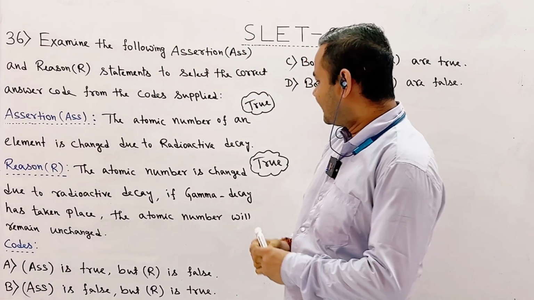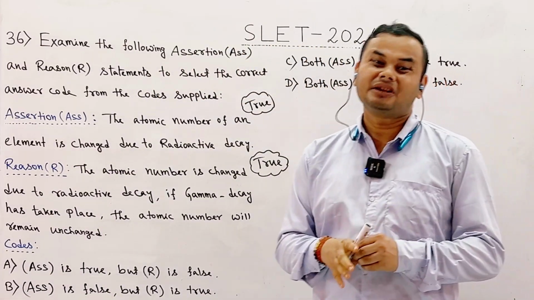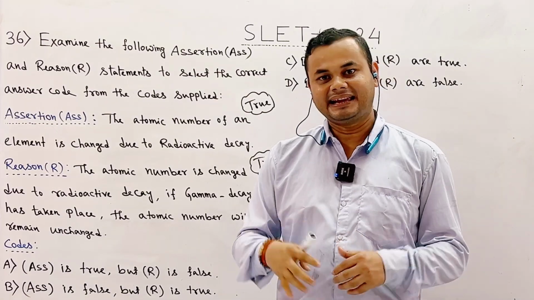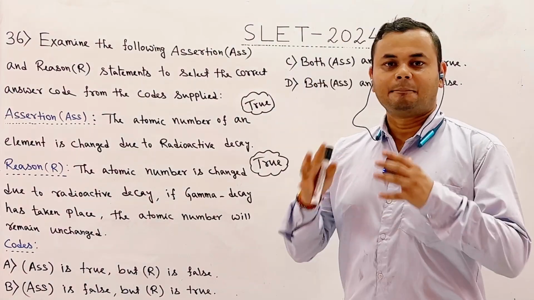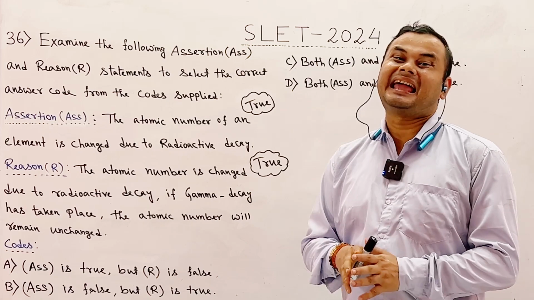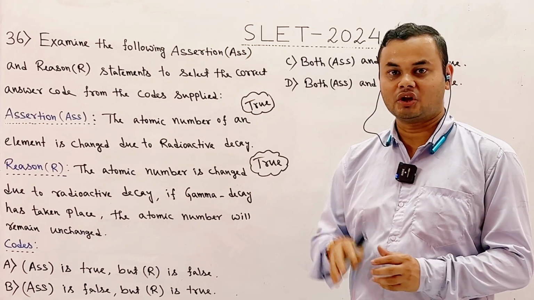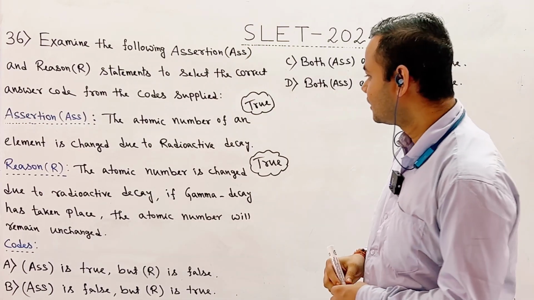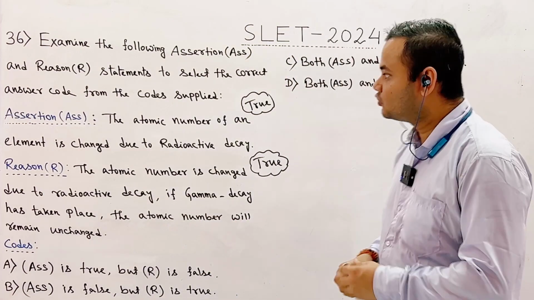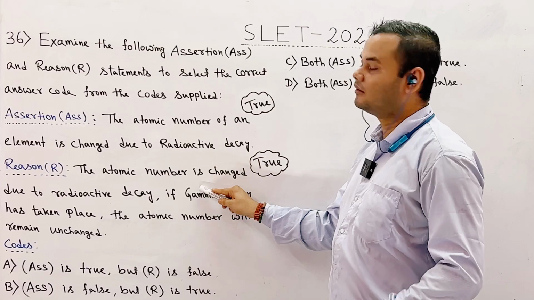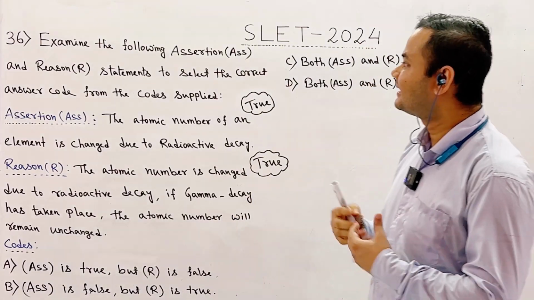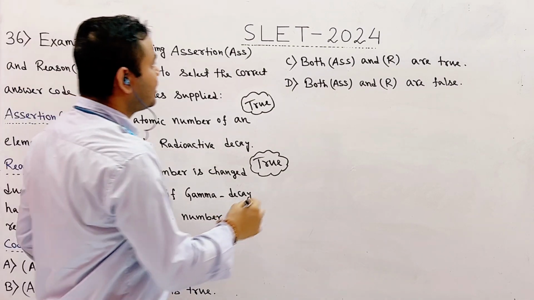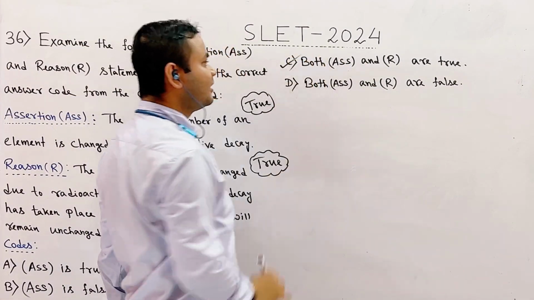Students, the atomic number changes due to radioactive decay in most cases. However, in case of gamma decay, the atomic number remains unchanged because gamma decay involves emission of energy rather than particles. So, it does not alter the number of protons inside the nucleus. So, after analyzing, we have seen that both assertion and reason are true. Therefore, the answer of question number 36 is option C. Both assertion and reason are true.